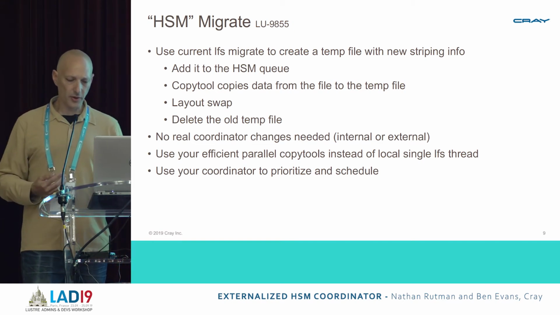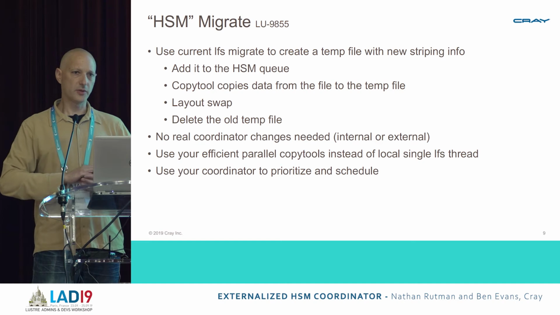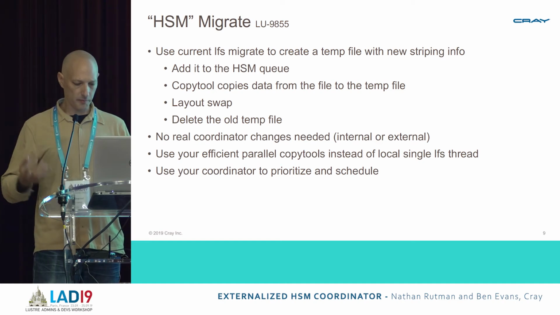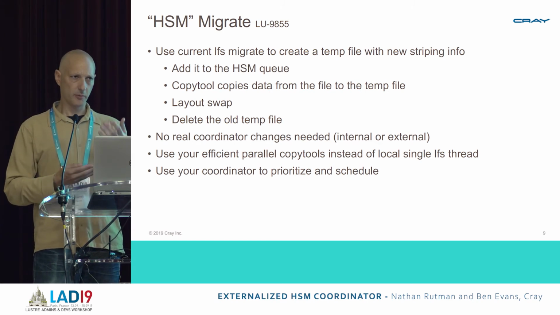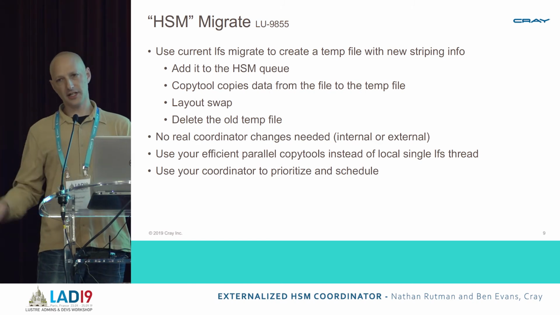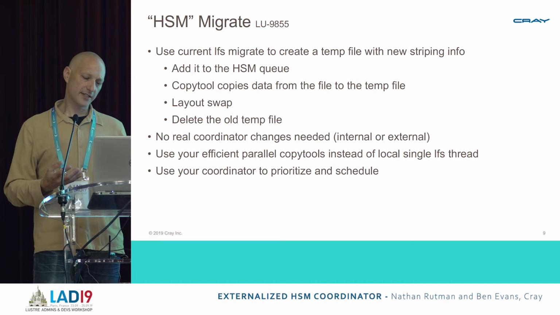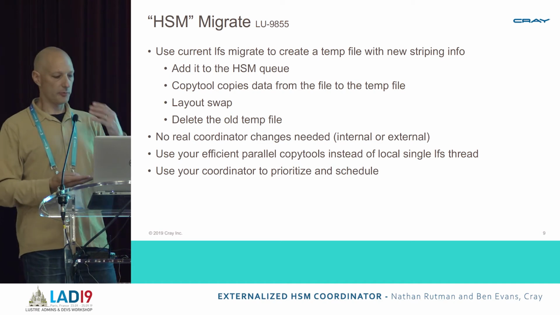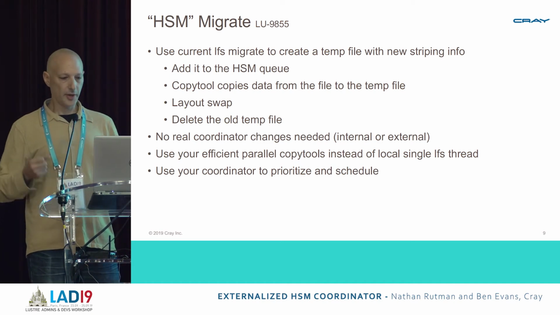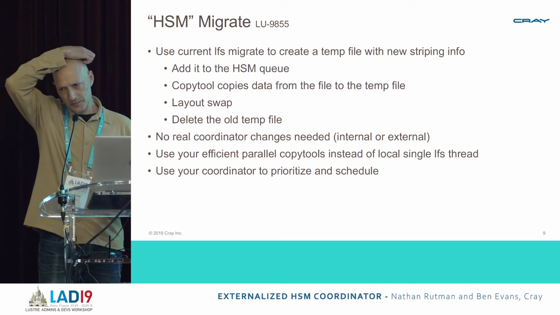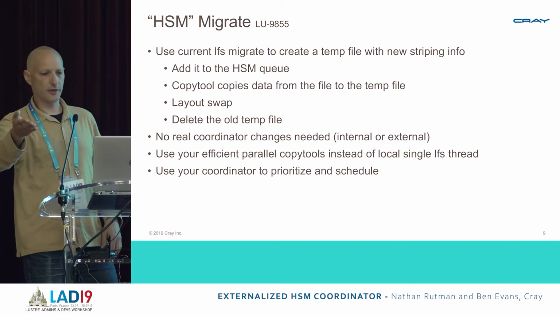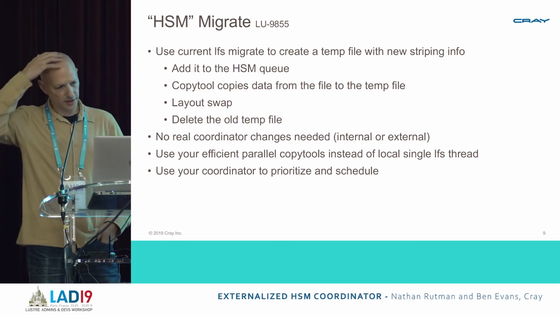And really, what you want is a highly parallelized, efficient way of doing data copies in both cases. In one case, it's movement between Lustre and an archive, and in the other case, it's movement between a pool and another pool in Lustre. But as long as your copy tool is capable of doing that, why should there be completely separate mechanisms for doing that?